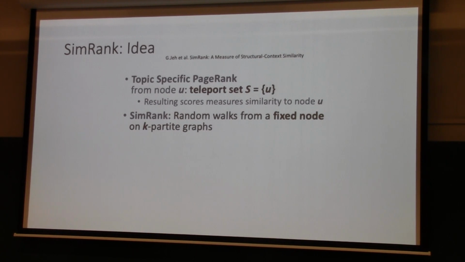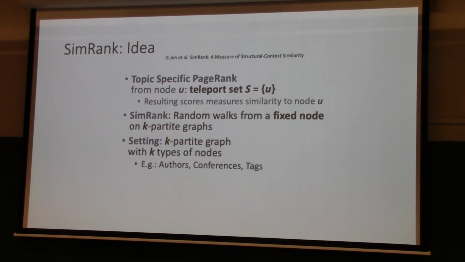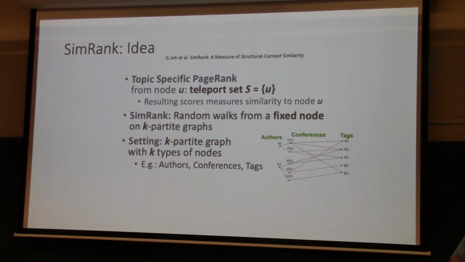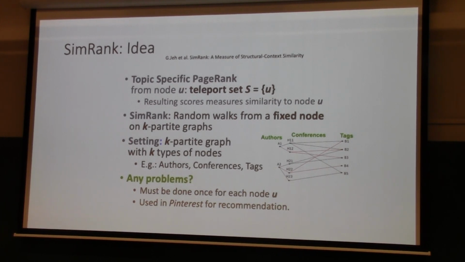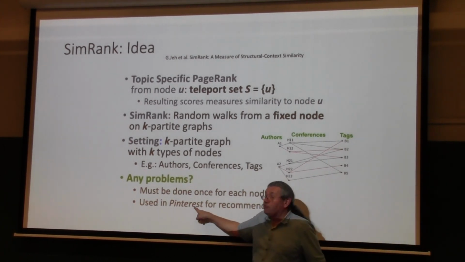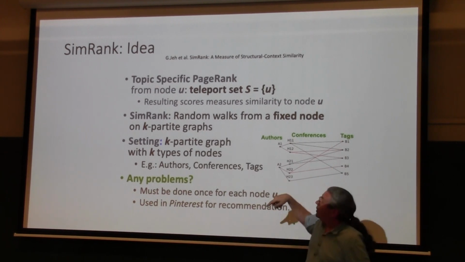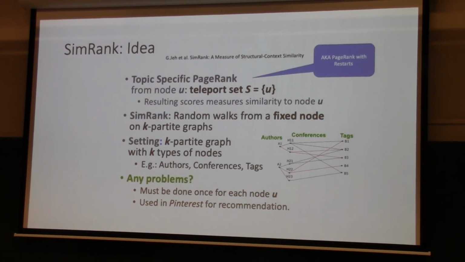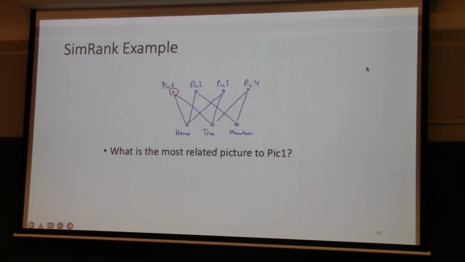You make random walks from a fixed node, okay? And then you can do things like, here's an example with authors, conferences, and tags. So articles, authors, people writing articles on this. So this you do for all nodes. This is actually used in a website called Pinterest. You may be using it for recommendation. They use something like this. So this is also known as PageRank with restarts.